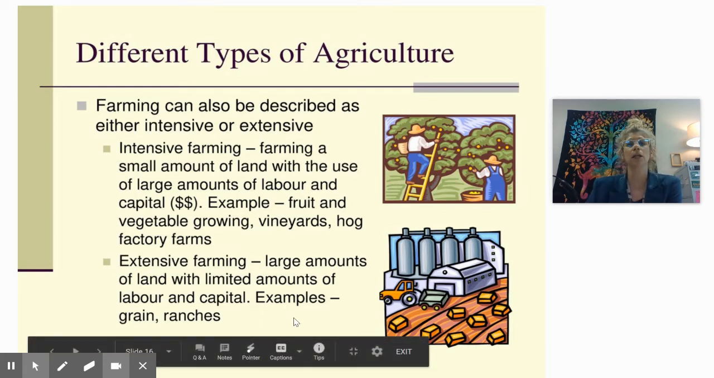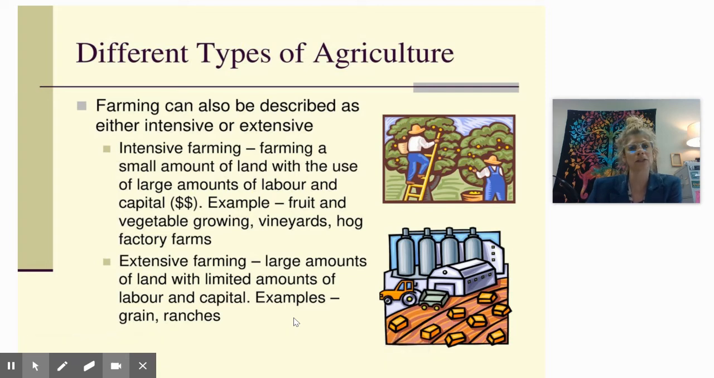That's where you have large amounts of land with very limited amounts of labor and capital. So you'll see a lot of machinery, big tractors being used in extensive farming. So examples of extensive farming would be grains and ranches where you're growing cattle.